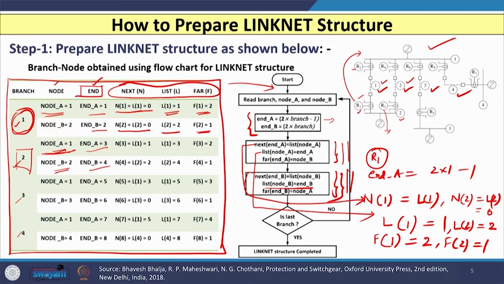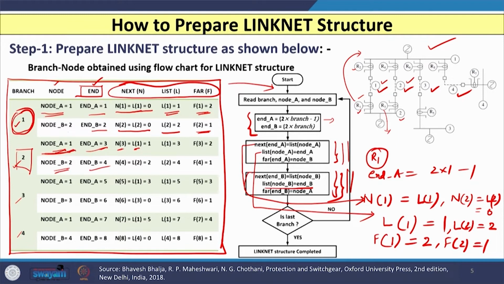If I consider the first block, next nA, so next, that is N nA, I have already calculated, nA is equal to 3 for this branch. So, N3 is equal to list node A. So, list node A I have already calculated, that is 1 for this second branch.